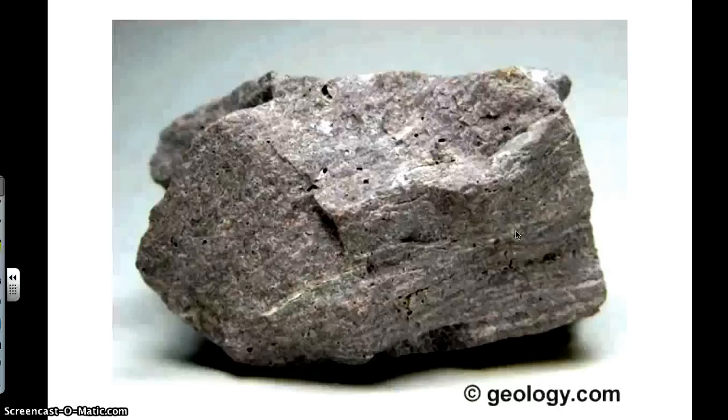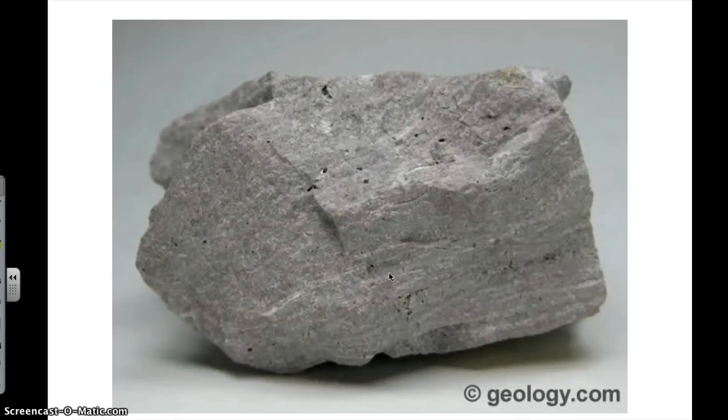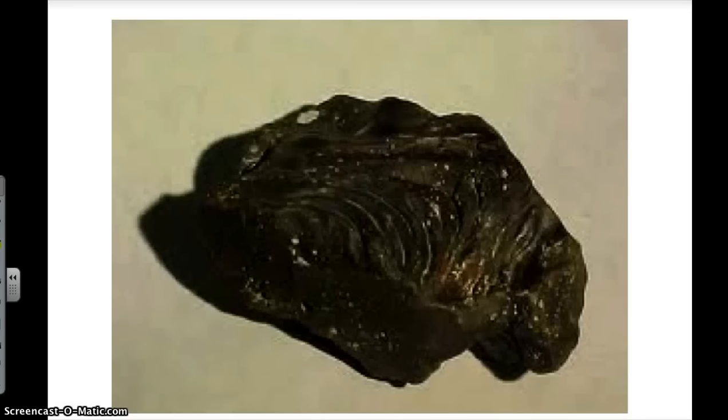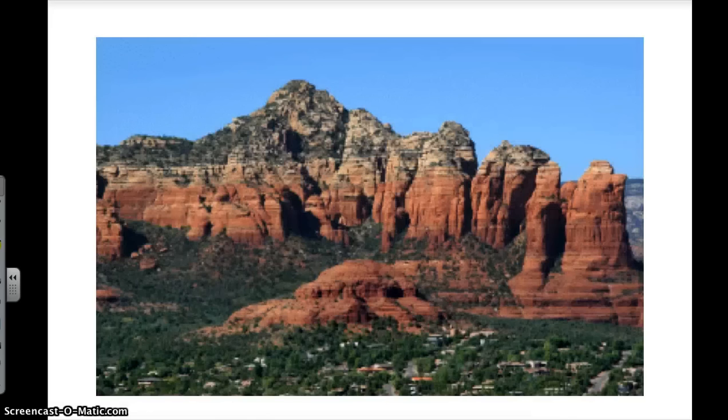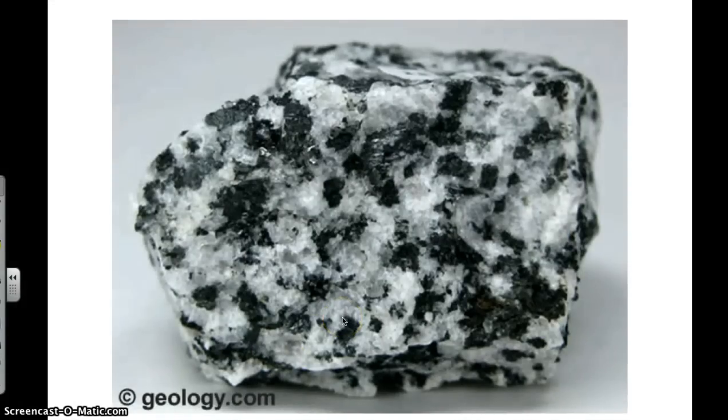So if you were to see two igneous rocks, the ones that have the fewer minerals like this, they're going to be ones that are extrusive. But if it has a lot of minerals like this, then it's going to be intrusive.